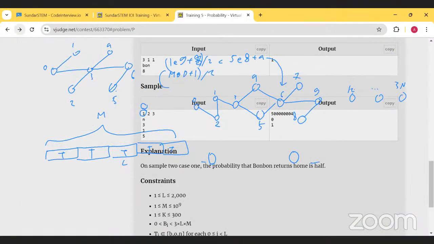and also for the first example, the graph looks like this. We start from node 8, so we must win here.